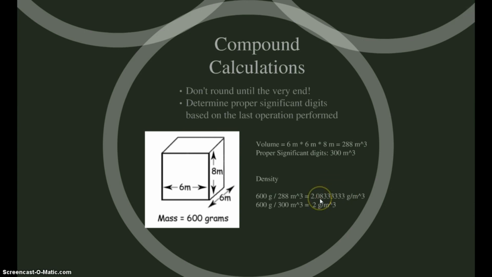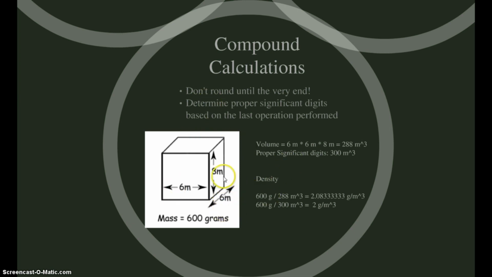And then when you do that, base it on whatever the last operation was. So if the last thing you do is divide, then use the significant digits rule. If the last operation you do is add or subtract, then use the decimal place rule. Okay, so that's one important thing.